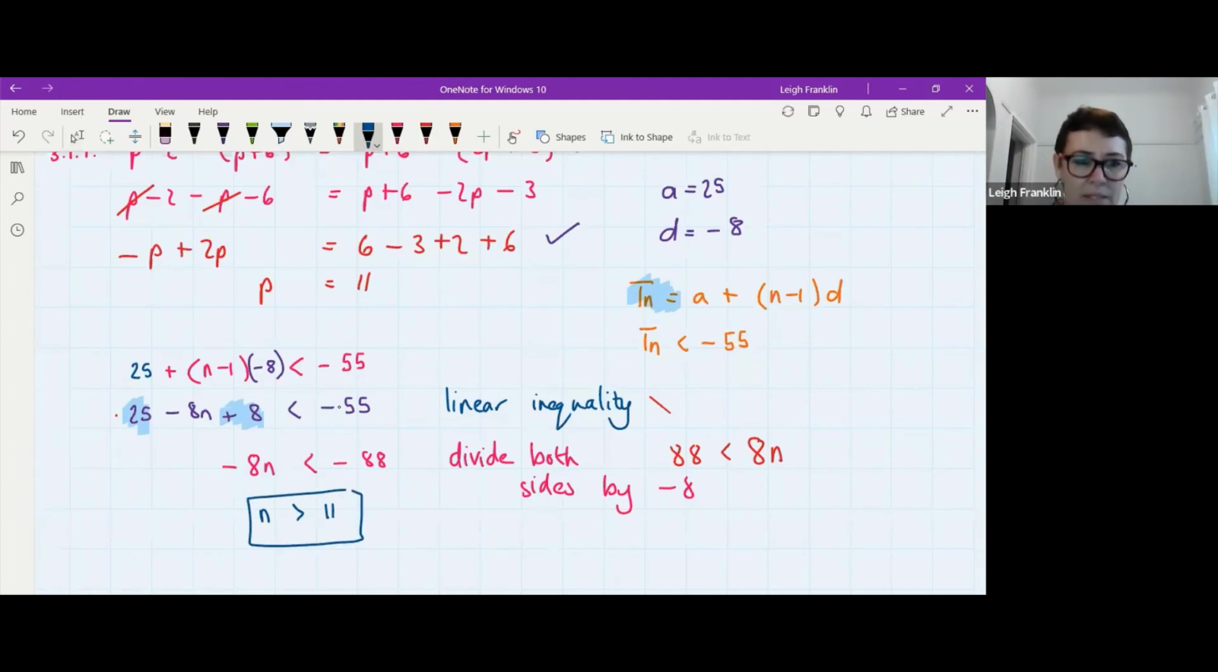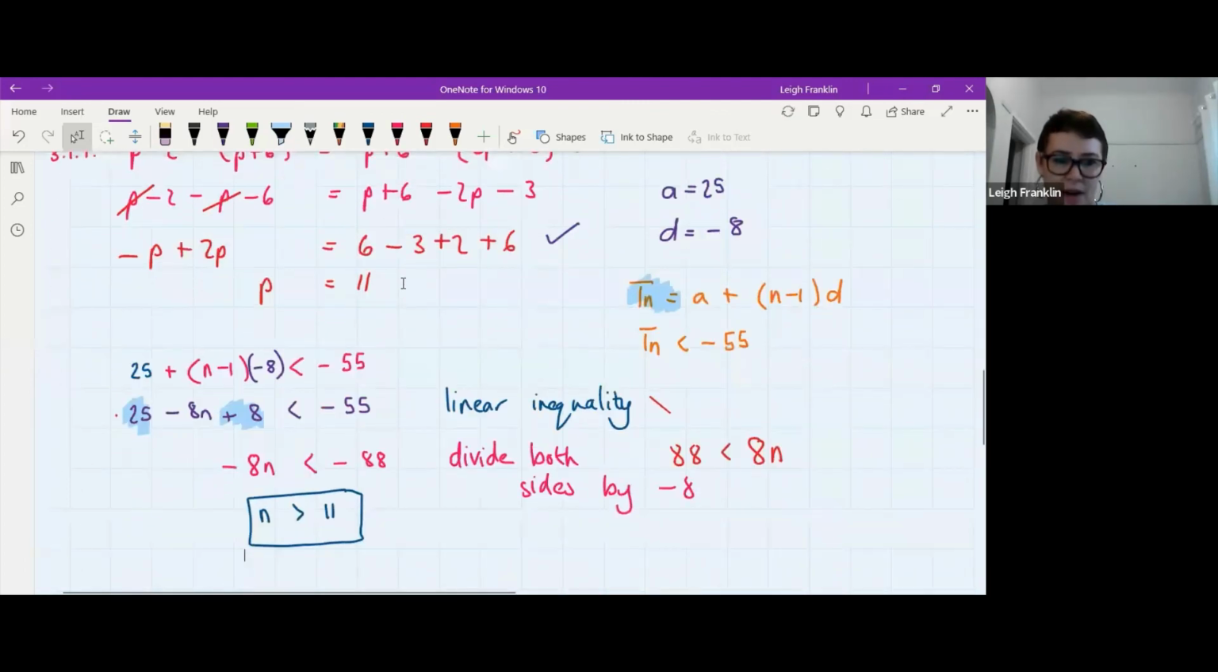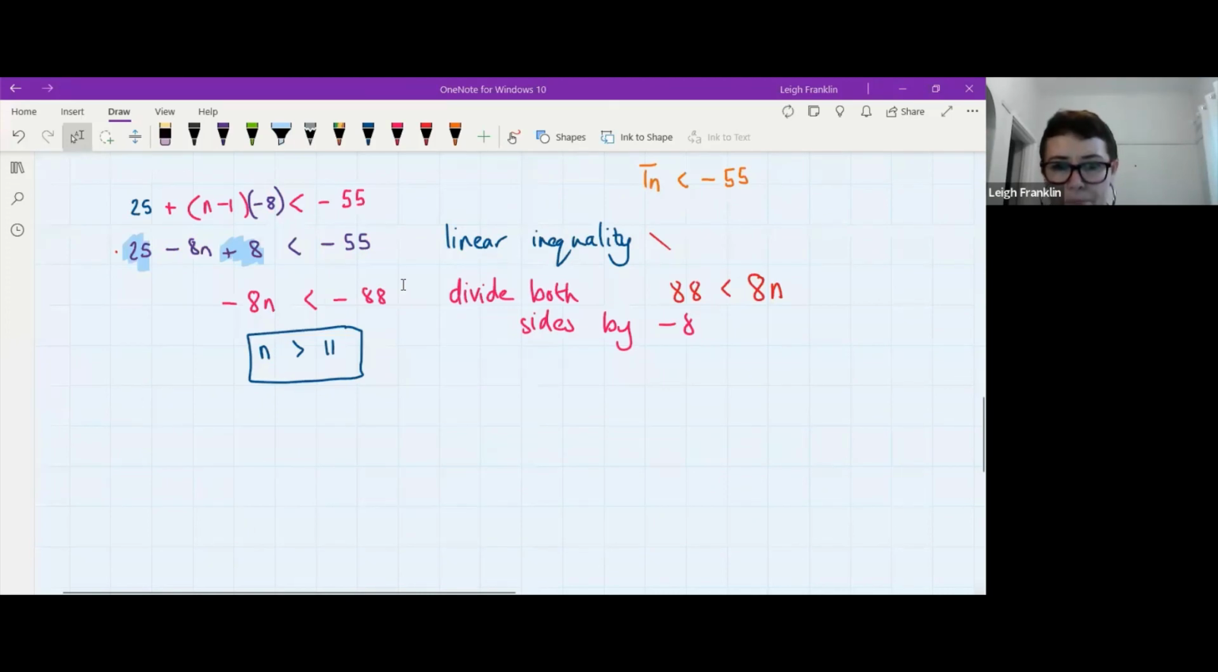Okay, but we might not be finished. Let's just go back and have a look, because they wanted to know the smallest value of n for which Tn is smaller than negative 55. Okay, yes, Talia. We would have to equate our number to 12 because it is greater than 11. So exactly. We need to use 12 as our n.